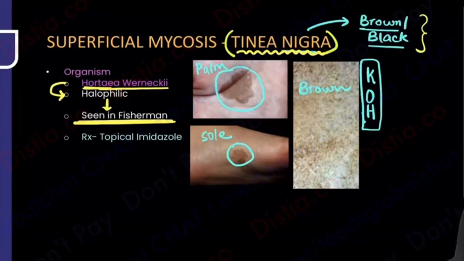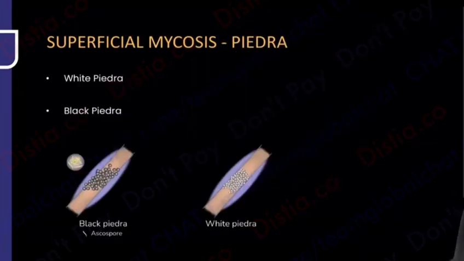Okay, now having said this, moving away from the skin, we go a little bit into the hair, and that is piedra. When I say piedra, we have two things. These are quick things that I'm revising from dermatology. We have white piedra and black piedra, both affecting the hair. The white piedra comes across as white dots, and the black piedra as black dots.